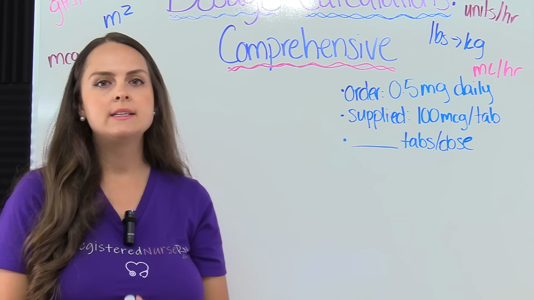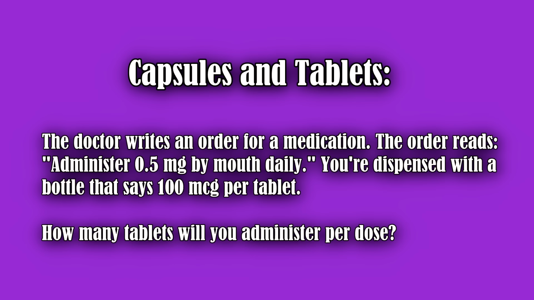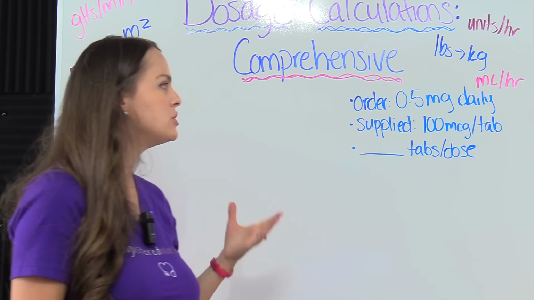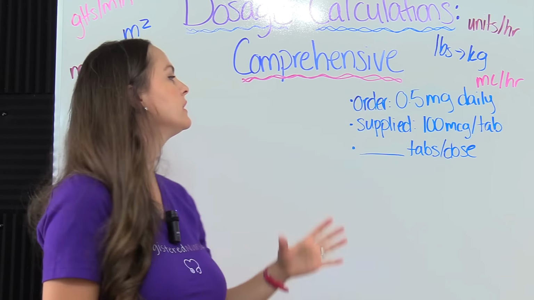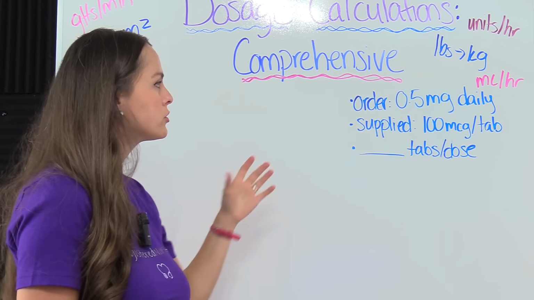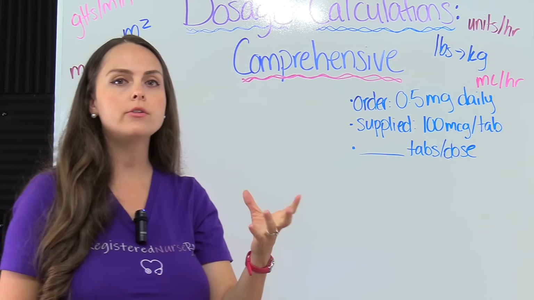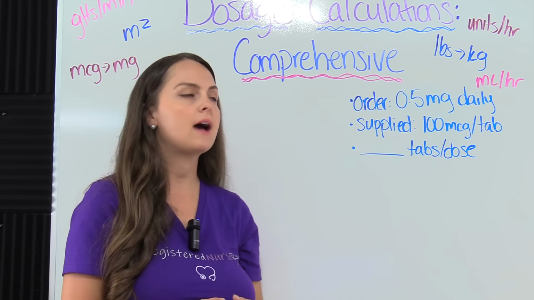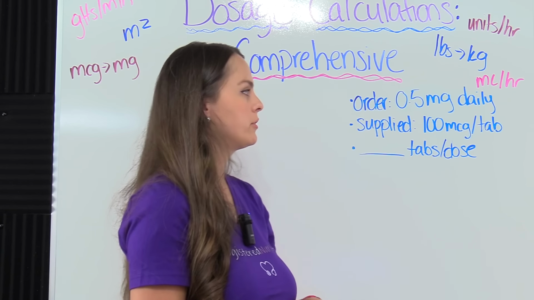Now let's work a capsule and tablet problem. So our problem says the doctor writes an order for a medication. The order reads administer 0.5 milligrams by mouth daily. You're dispensed with a bottle that says 100 micrograms per tablet. How many tablets will you administer per dose? So we've pulled the important stuff out that we need to know about this problem in order to solve. So we need to figure out how many tablets we're going to give this patient based on what the doctor ordered. The doctor ordered 0.5 milligrams, and we have a bottle of tablets that says every tablet is 100 micrograms.